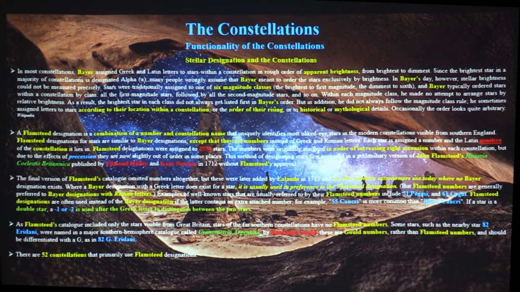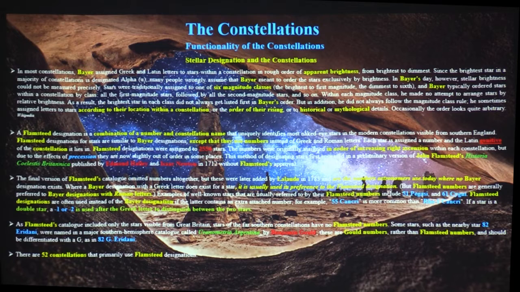The method of designating stars first appeared in the preliminary version of his Historia Coelestis Britannica, published by Halley and Newton without his approval, which I just told you about. So, the final version of his catalogue left out some numbers, but these were elaborated by Lalande, whom I told you about earlier, the other astronomer, and are the ones that we use today.